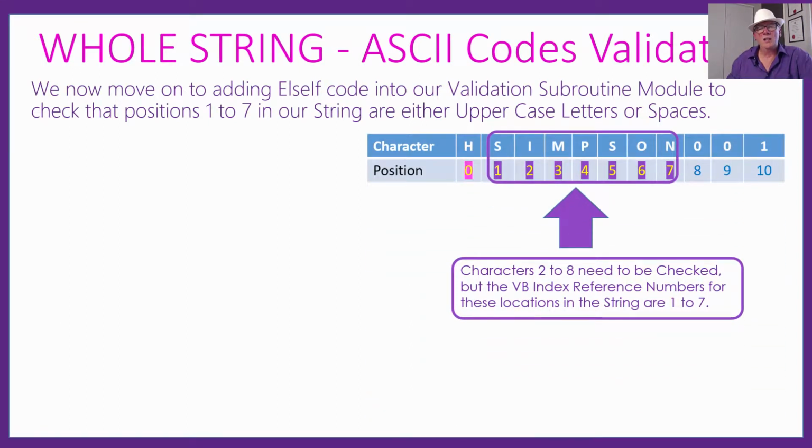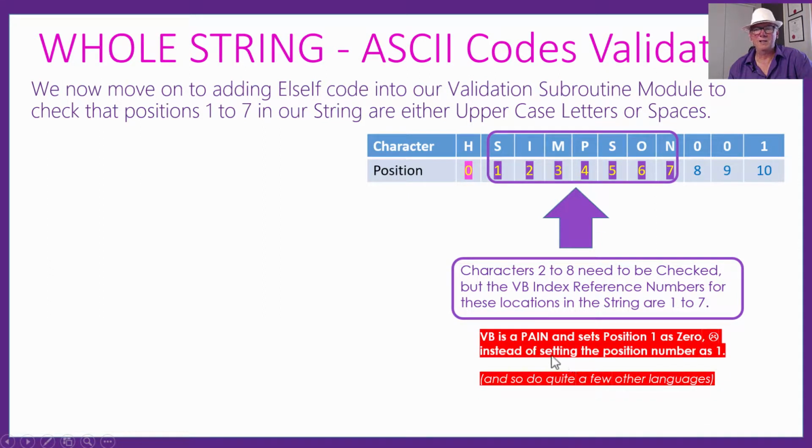All right, so in this one, we're checking that the characters here, they've done the first character, character number 1's good. So we're checking that characters 2, 3, 4, 5, 6, 7, and 8 are letters or spaces. That's what's allowed in these boxes. But remember, Visual Basic's a pain. It started counting at 0, not at 1. And don't blame Visual Basic, there's a lot of languages that do this. So even though it's characters 2 to 8, we have to check positions 1 to 7. So in the code, we'll be referring to substrings 1 to 7.